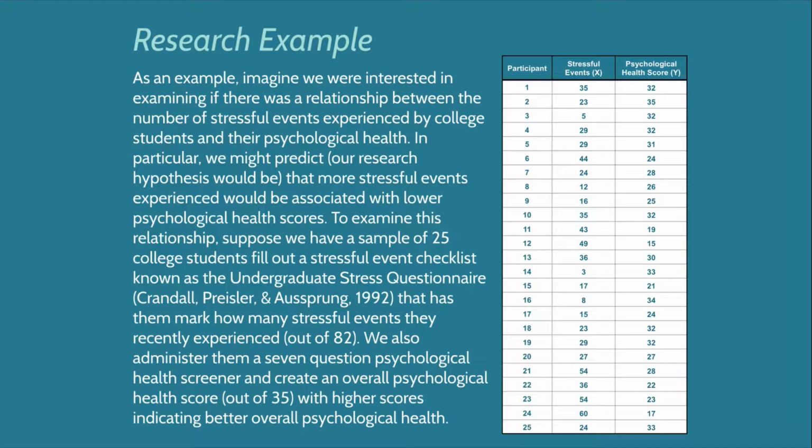Questionnaire that has them mark how many stressful events they recently experienced out of a total of 82. We also administer them a 7-question psychological health screener and create an overall psychological health score out of 35, in which higher scores indicate better overall psychological health. The example data on number of stressful events and psychological health scores are presented here.